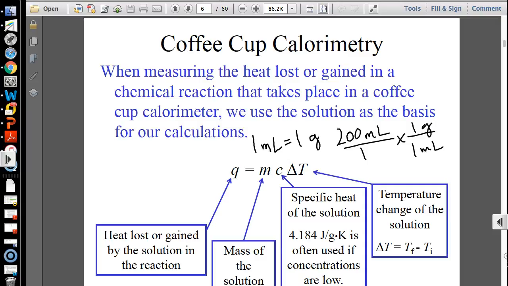Okay. And the specific heat of water is 4.184. Sometimes you'll see it as 4.18 instead. Do whatever number they give you. Sometimes they round off, sometimes they don't. Yes, sir. Can you say that again?